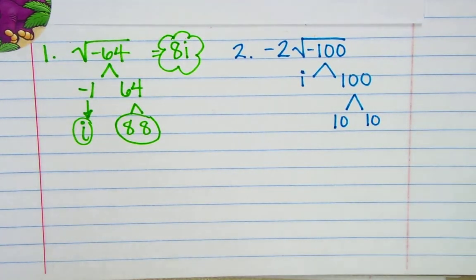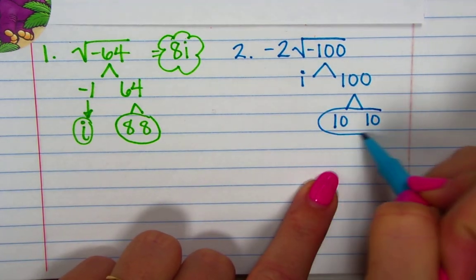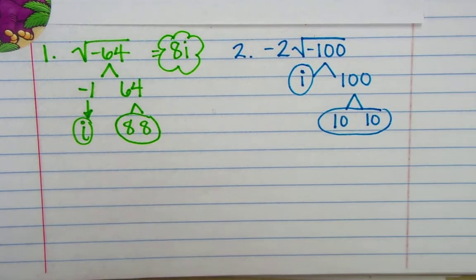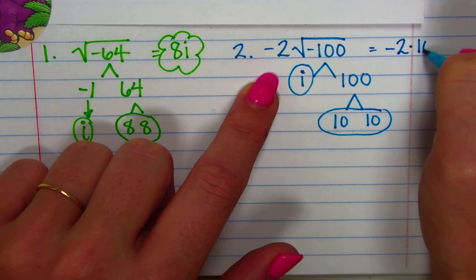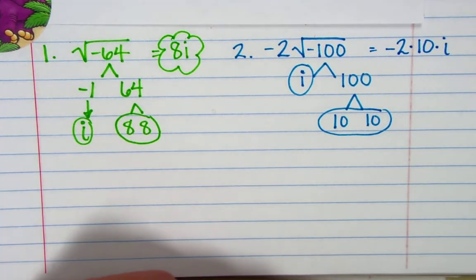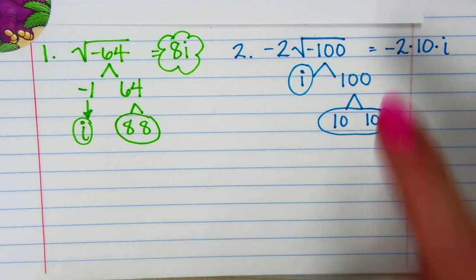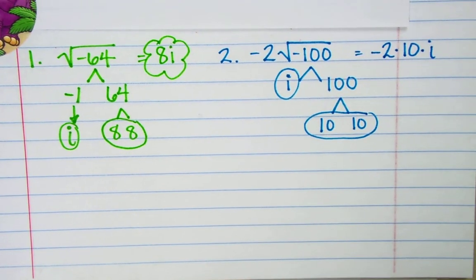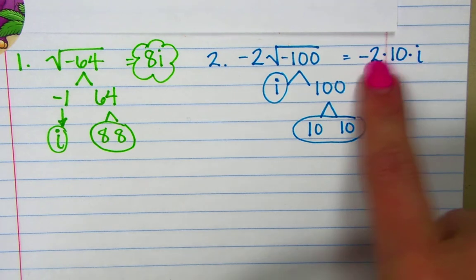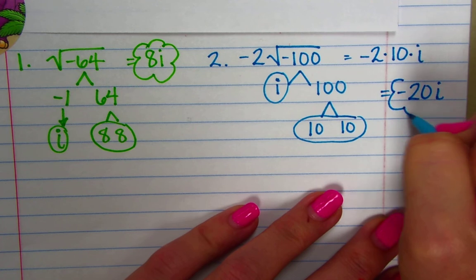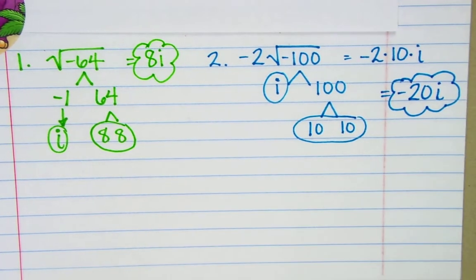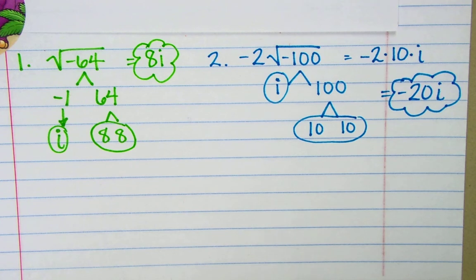But if you can get the pair right here, we don't have to go through so much work. So 10 and 10, that's a pair. I goes outside. This -2 was already outside, so it'll be -2 times 10 times I. Remember, if there's more than one number outside or inside, then multiply them together. So this will be -20I. On both of those, we didn't have anything left over, so everything came outside. There was no inside.